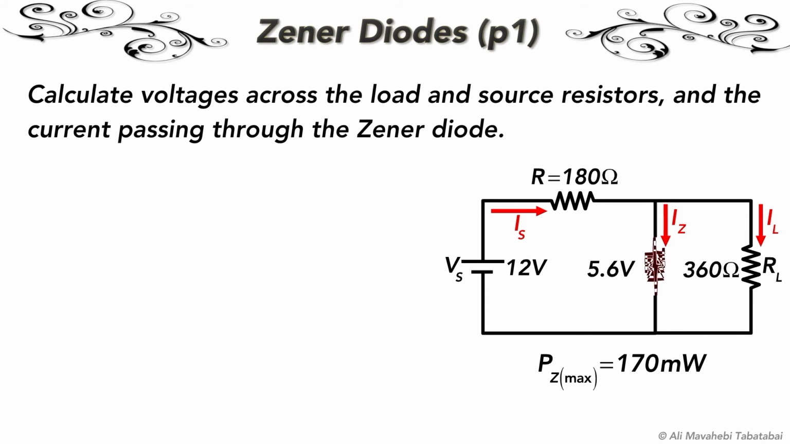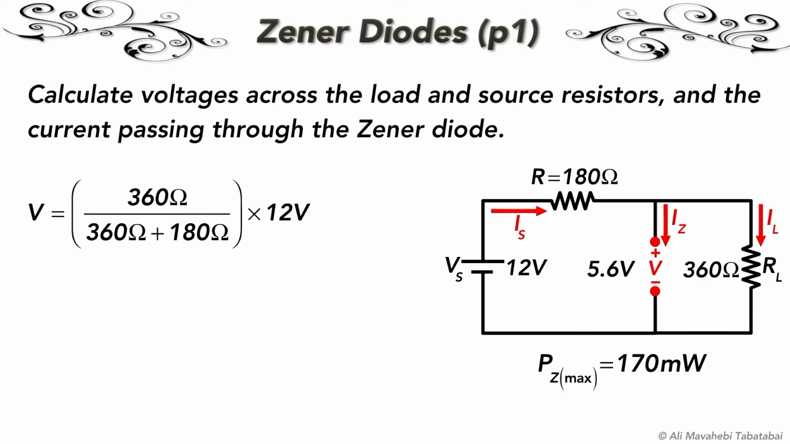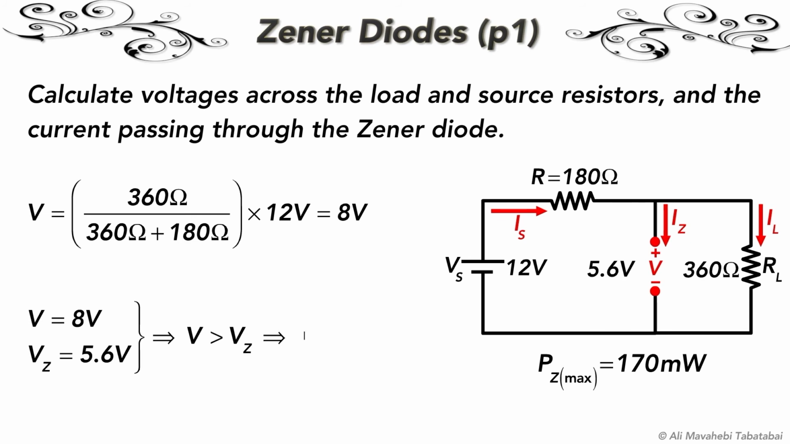First, I assume the Zener diode is not available in the circuit and calculate the voltage across its terminals. So by using a simple voltage divider, the voltage across the Zener diode is calculated as 8 volts. This is the reverse voltage across the Zener diode, and since it is greater than the Zener voltage, which is 5.6 volts, the diode is on or in the breakdown region, and I can replace the diode with its ideal model, which is a voltage source having the value of 5.6 volts.